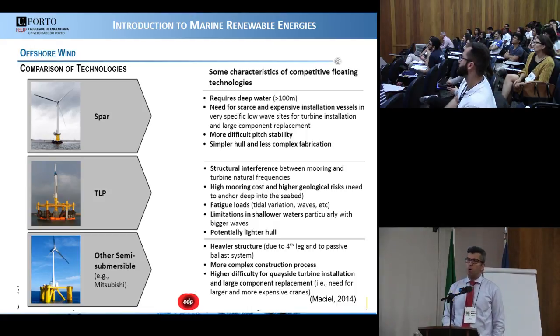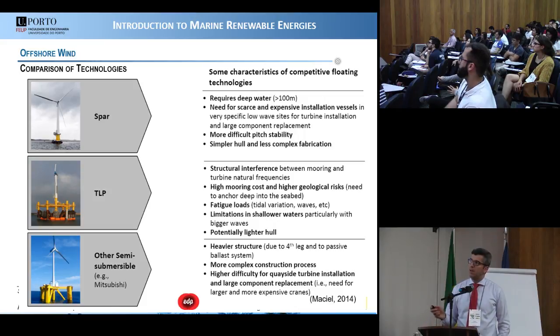Now, some overview of the most well-known technologies. We have here the spar buoy system, a tension leg platform system, and a semi-submersible system.